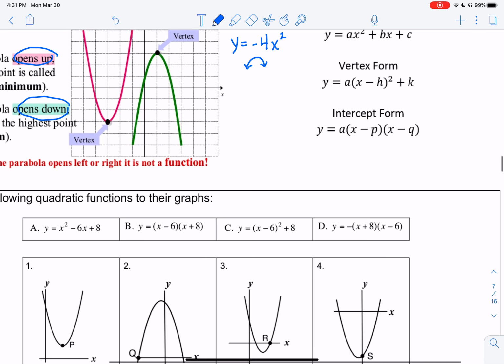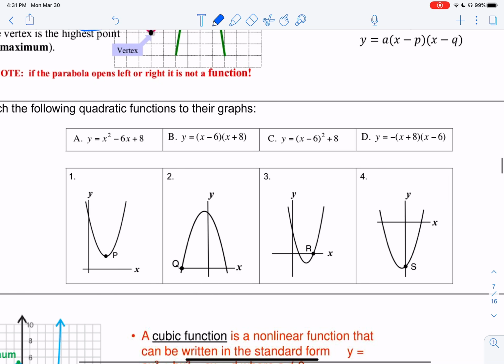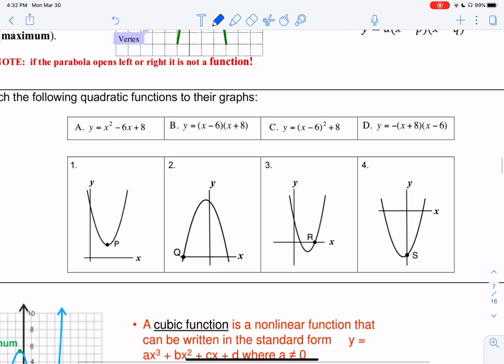So we're going to focus in on this little section here in the middle, star 1, that asks you to match the function with the correct graph. And this is a little bit challenging if you've never had parabolas before. So I'm going to walk you through this.